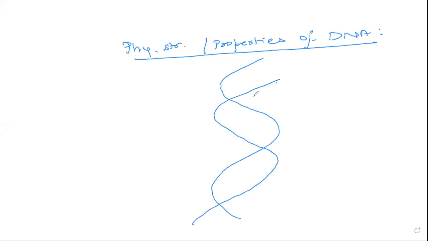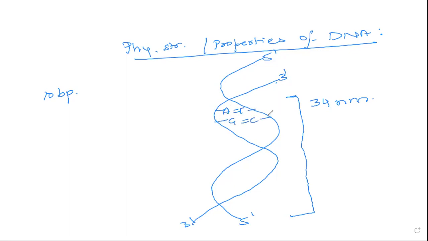Here, this complete structure is called one single helix, and one single helix has a length of 34 nanometer. Now, if this strand runs from 5' to 3', the other will be running from 3' to 5'. I hope this is clear with everyone. Then we have studied that the DNA has 10 base pairs here. For example, A will have T, G will have C, C will have G, T will have A.